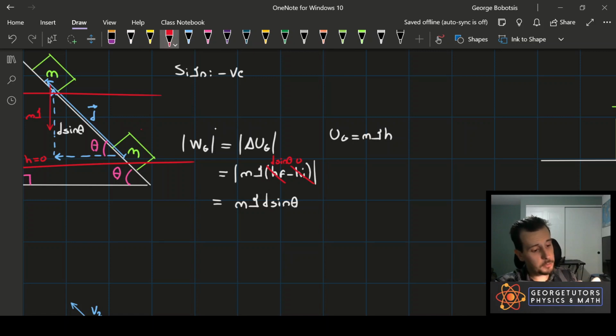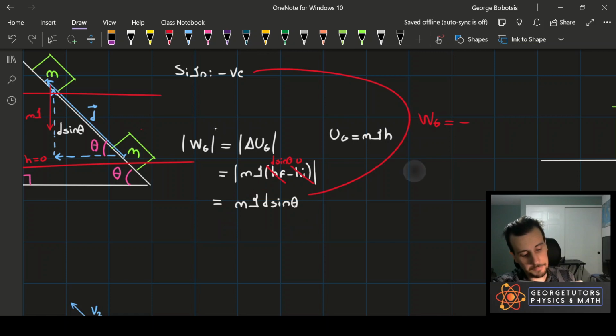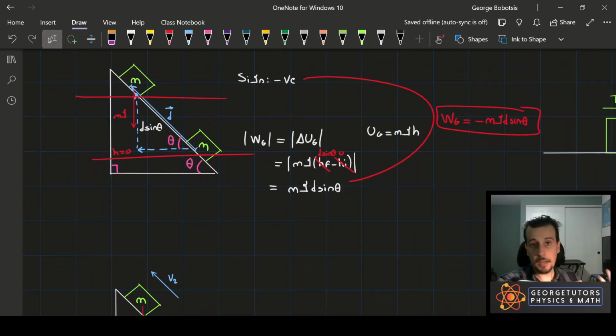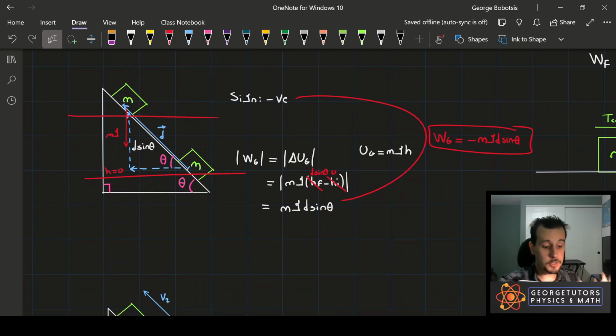Now, putting it all together, I can very easily tell someone what the work done by gravity is. Its sign is going to be negative, and the size is going to be mg d sine theta. And problem solved, right? I don't have to worry about it anymore. So that's, again, given this set of variables, how you could go about describing this.